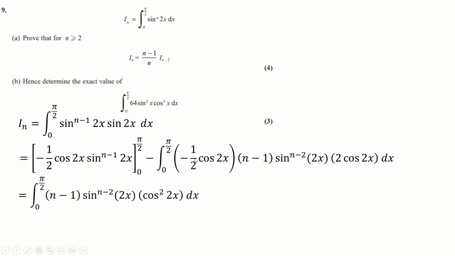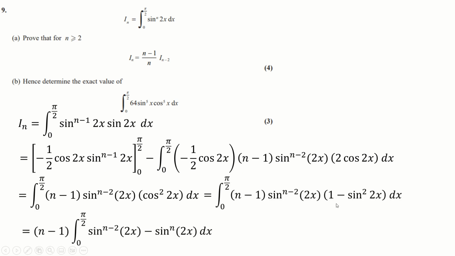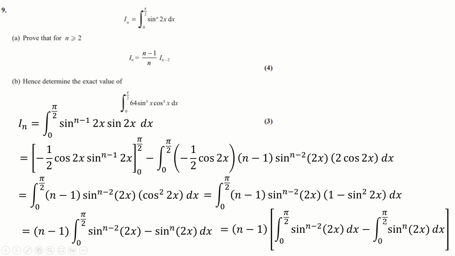And then this minus can cancel out with that minus. The 2s can also cancel with the 2. The cos 2x and cos 2x become cos squared, which you can then write as 1 minus sine squared. And then you can expand this out to get this. You can also factorize out the n minus 1 since it's not doing anything with the integral. And then you can, of course, break this integral into two pieces, because you're allowed to do that. And this is just I_{n-2}, and this is just I_n. So I think we have I_n equals (n minus 1) times I_{n-2} minus I_n.